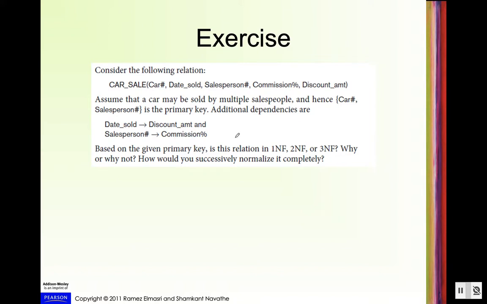We have these two functional dependencies, and based on this primary key and the functional dependencies, we have to find out whether this relation is in first normal form, second normal form, or third normal form. We have to say why it is not in a normal form, and if not, then we have to do the normalization. So let's do the exercise.